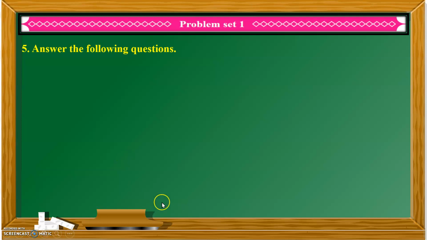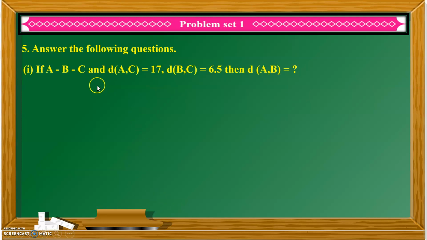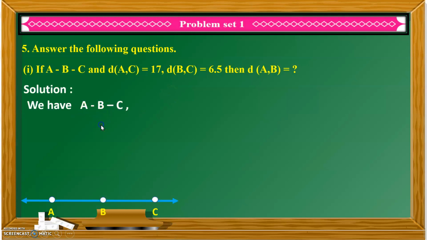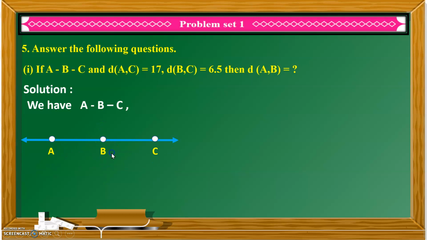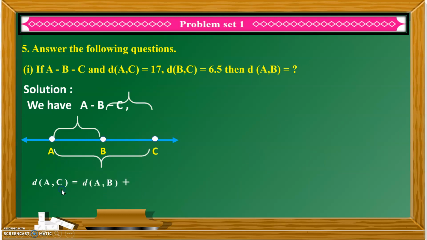Answer the following questions. If A, B, C are collinear and the distance between AC is 17 and the distance between BC is 6.5, then find the distance between A and B. This type of sums we have already done, children, so we'll quickly go through it. Solution: we have the figure A, B, C, where distance AC is equal to AB plus distance BC.